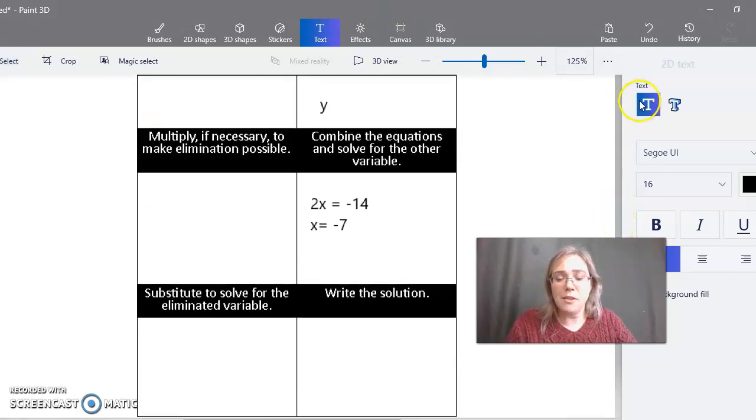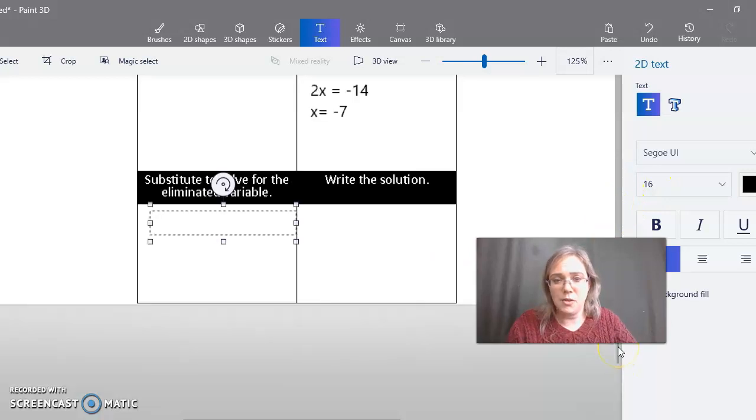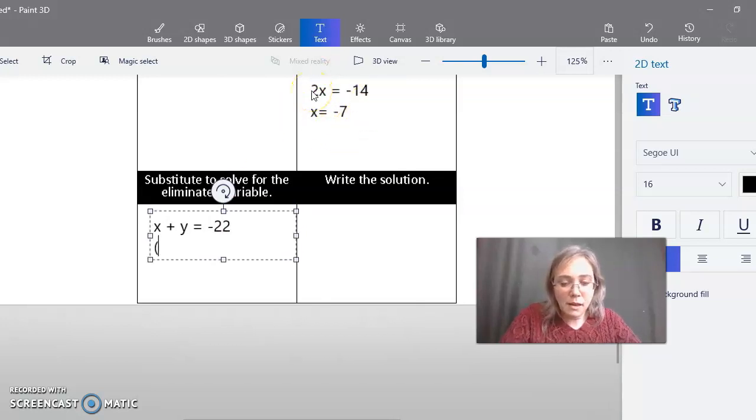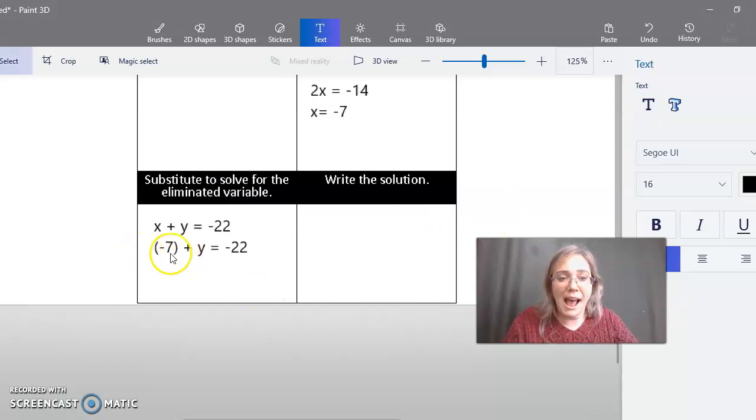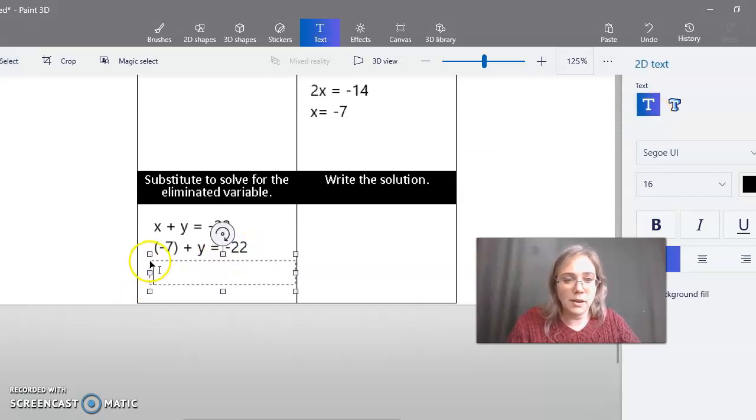So I'm going to rewrite that just so we can see it all on one screen. I realize that this is part of the issues of trying to use it like this. x plus y equals -22, and now I'm going to sub in this x equals -7. So you can see it here, -7 plus y equals -22. Whoops. And now I'm going to add 7 to both sides so that I can keep going. I shouldn't have closed the text box.